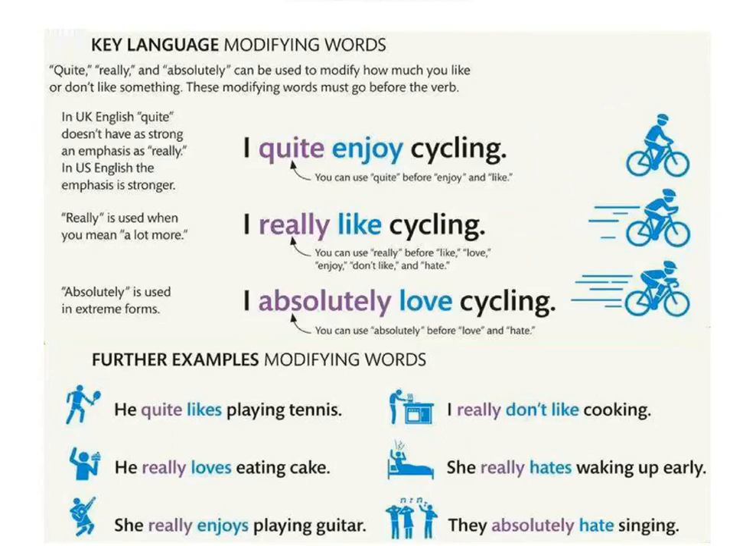Let's see some modifying words that we can use usually before adjectives and also even before verbs. Quite, really, and absolutely can be used to modify how much you like or don't like something. Today we focus on using them before some verbs when you like or dislike something. These modifying words must go before the verb, of course. The exception is the verb to be, where it will be after the verb. But with these ordinary verbs, we use them before the verb.